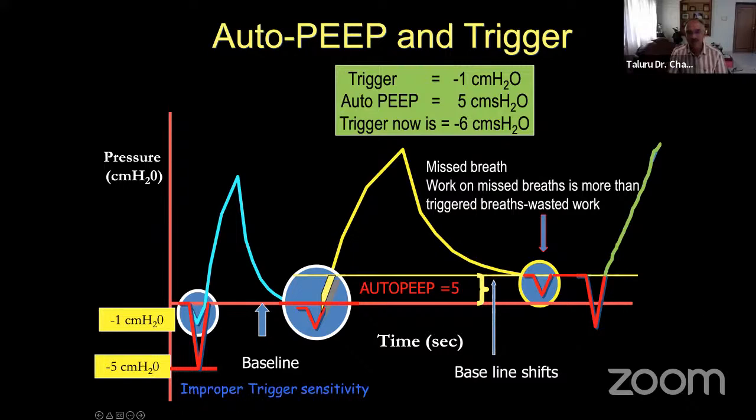So, I have said, what is the trigger? What is the trigger that we have to set? Can somebody type? Flow trigger and pressure trigger, what should be the trigger setting? In a COPD, it could be 0.5, but if you keep it very low, there will be double triggering. So, I would keep it around 1 to 2, whether it is flow or pressure. And I have said, there is no great difference in the present day ventilators.